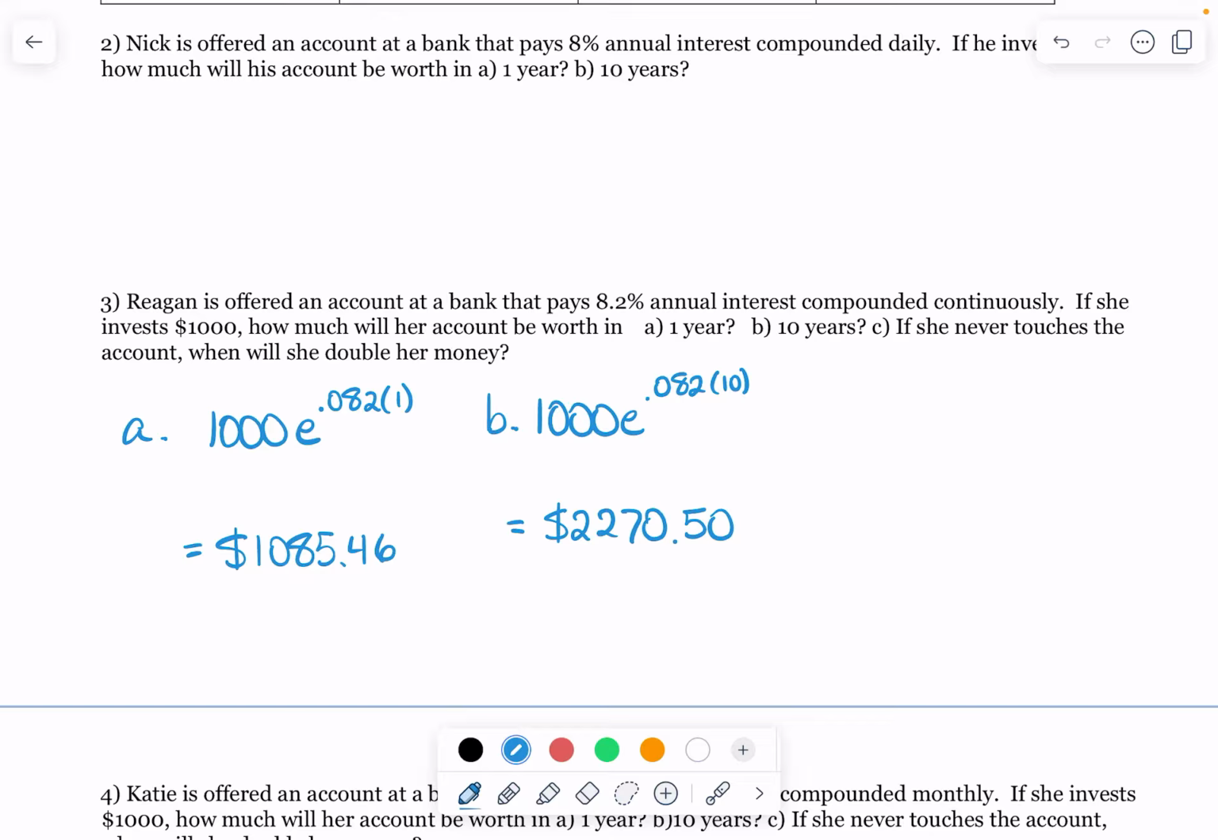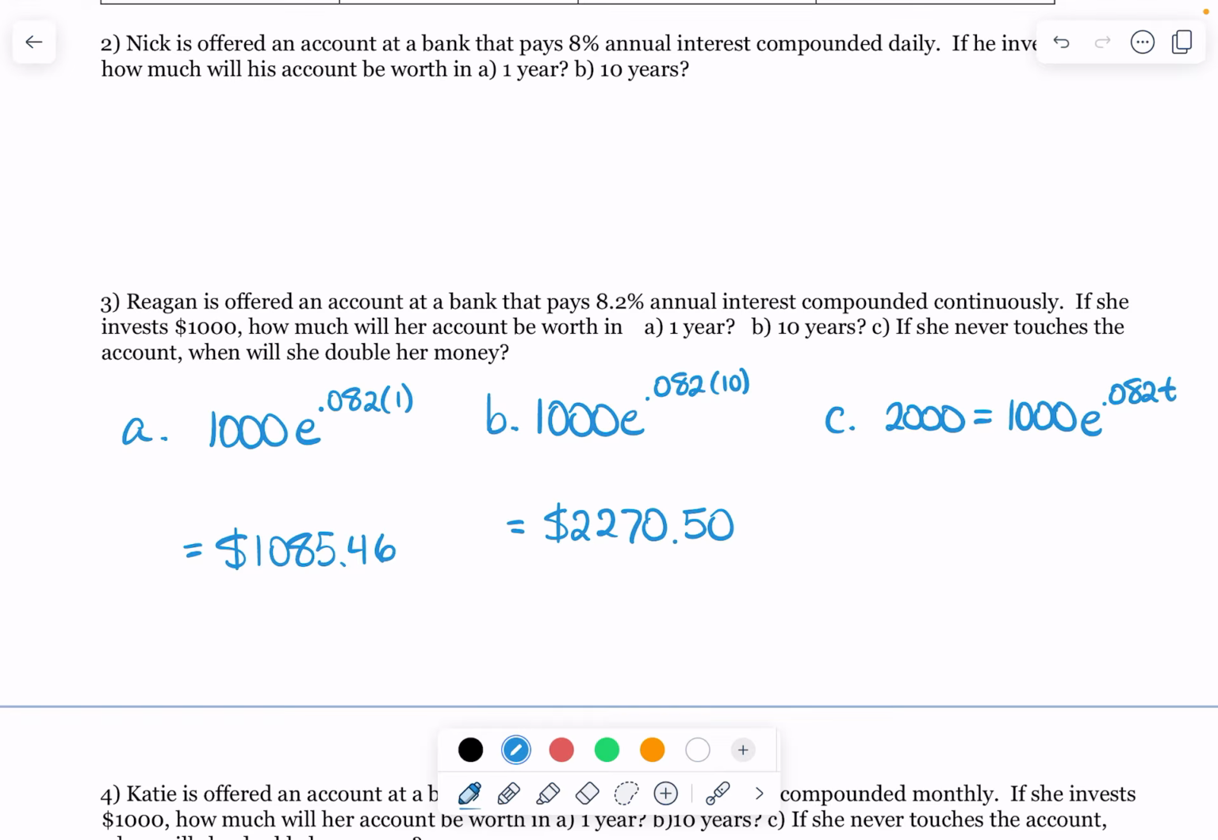And then for C, okay, how long will it take for the money to double? Well, we see that by 10 years, it had already done more than doubling. So I expect it'll be a little bit less than that. Let's go ahead and try this. So if it's going to double from starting at 1,000, that means we would end up with 2,000, right? So 2,000 is going to be equal to 1,000 times E to the 0.082. We're trying to figure out the time, so T is going to be our variable in this case, okay?